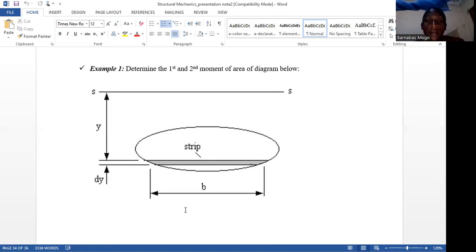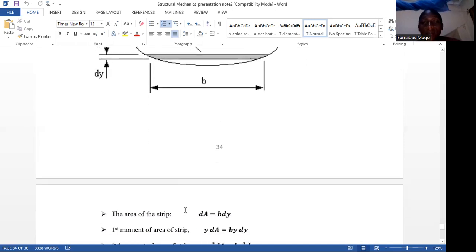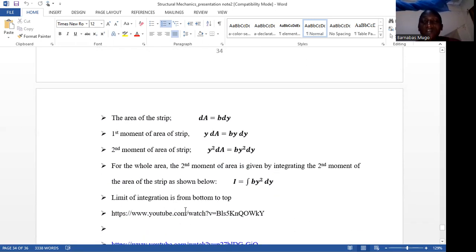And as you can see, the breadth is B. We have that horizontal strip. We have Y, the distance to the element from that axis SS. And we have the distance dy, which is the depth, the thickness of the strip under consideration. So the area of the strip is B times dy. The first moment of area is Y times dA, which is Y B dy. The second moment of area is Y squared dA, because the distance squared is multiplied by the area, which is B dy. For the whole section, then we need to integrate.